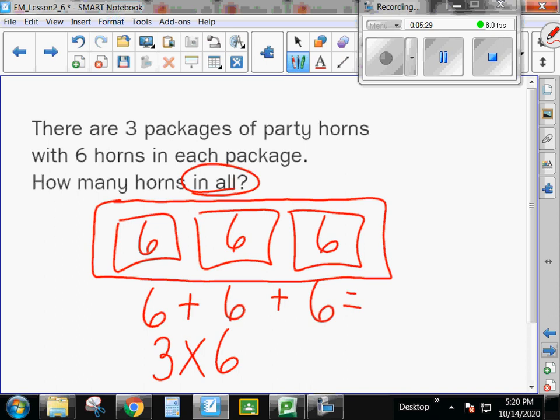Now, if I don't know what 3 times 6 is, that's okay. I can just go ahead and add. 6 plus 6 is 12. When I add on another 6, I have 18.